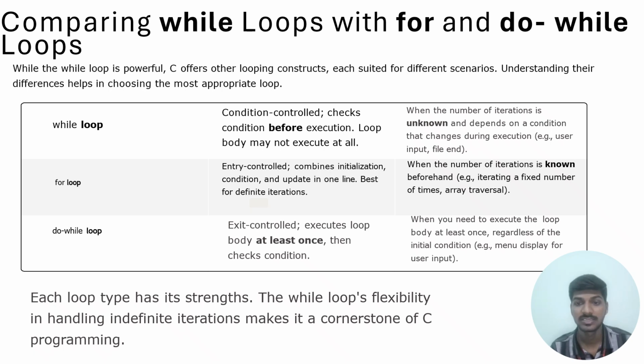Use it when the number of iterations is unknown and depends on a condition that changes during execution, such as user input or end of file. For loop: entry controlled, combines initialization, condition, and update in one line, best for definite iterations. Use it when the number of iterations is known beforehand, such as iterating a fixed number of times or array traversal. Do while loop: exit controlled, executes the loop body at least once, then checks the condition.